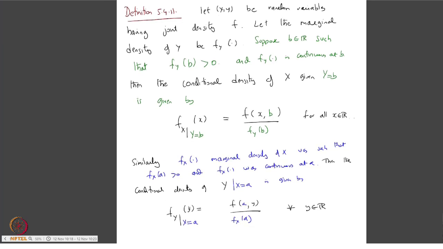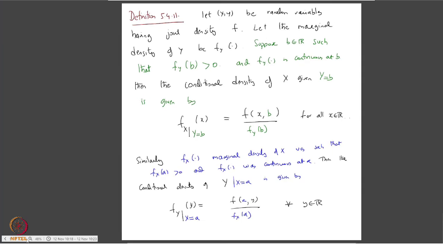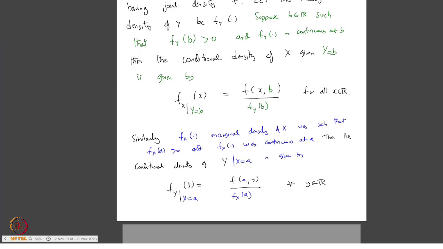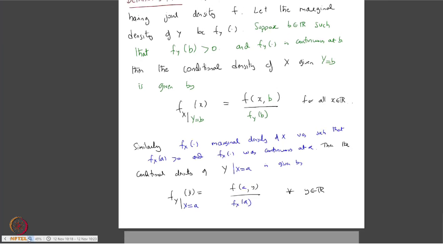So that's sort of the key argument that I wanted to present today, in the sense that if you have a density function which is positive at a point and continuous at that point, then one can define these conditional probabilities.